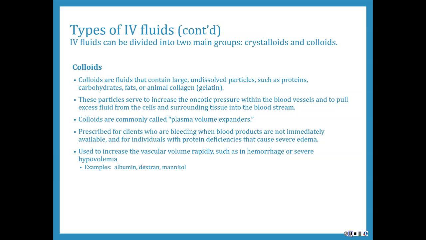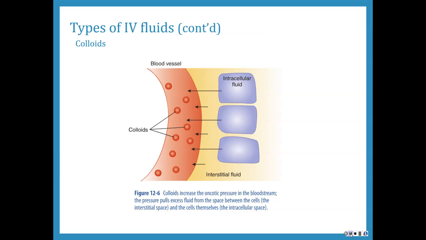Colloids are large undissolved particles such as proteins or carbohydrates, and what we do is we use these to increase that oncotic pressure within the blood vessels and to help to pull any excess fluid from the cells or the surrounding tissues back into the blood. We often will have these called plasma volume expanders, and examples of these would be albumin, dextran, and mannitol. This is an example of how colloids work to pull that fluid from the extracellular fluid or from those blue boxes, from that interstitial area, the tan area, and it pulls it back into the blood.